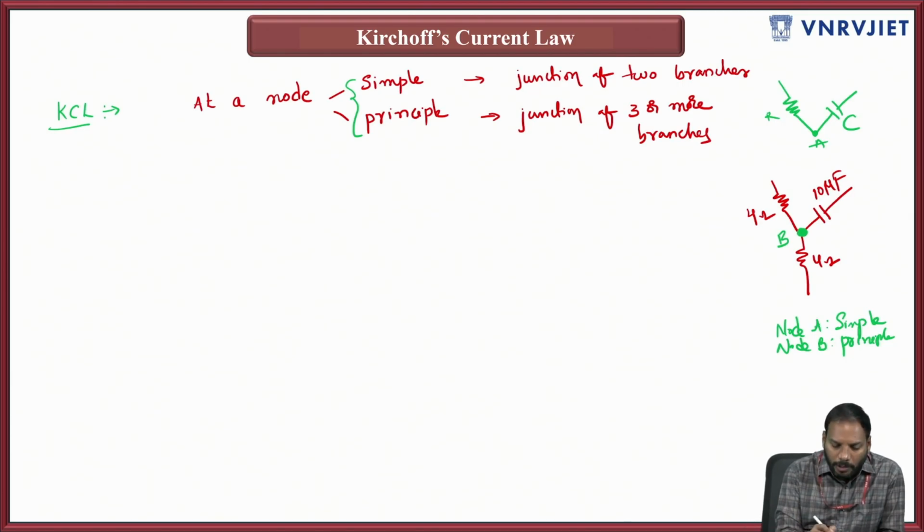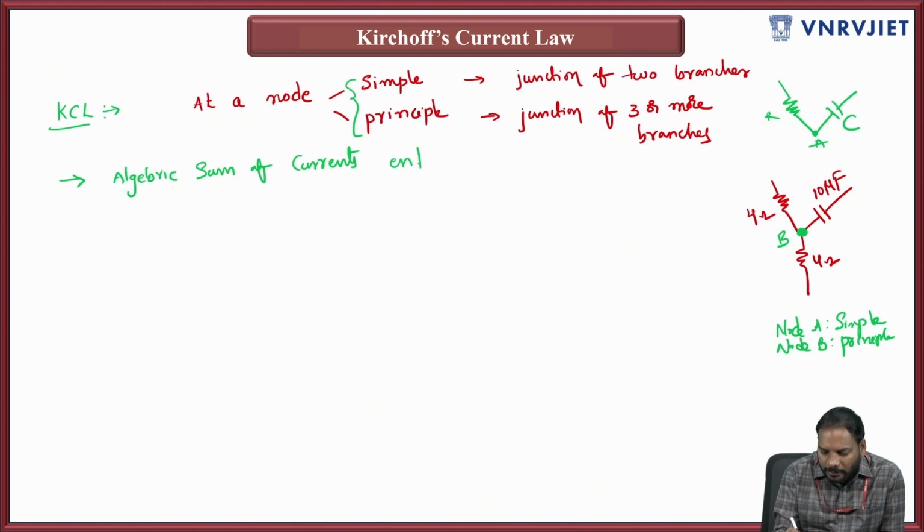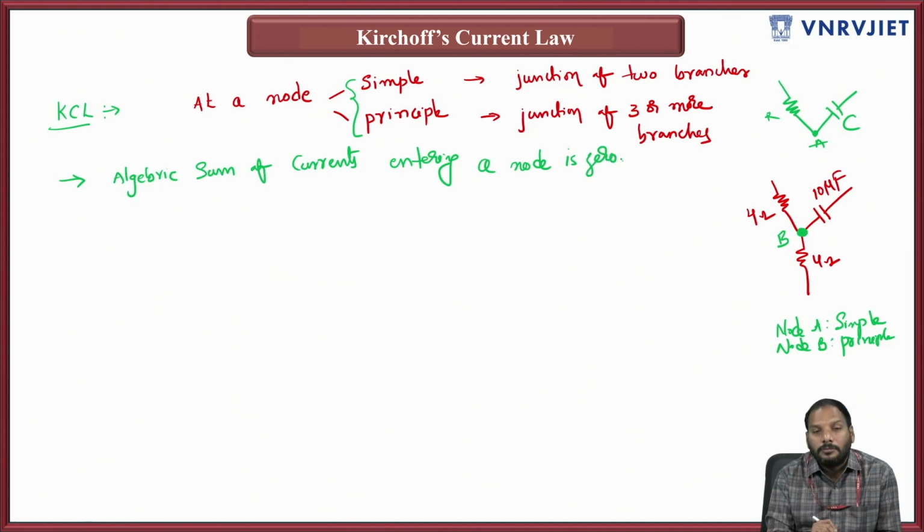So how can you write the definition of this KCL? It is nothing but the algebraic sum of currents entering a node is 0. The algebraic sum of currents entering a node is equal to 0. What was KVL then? KVL was the algebraic sum of voltages in a loop is 0. This is the algebraic sum of currents entering a node is 0.